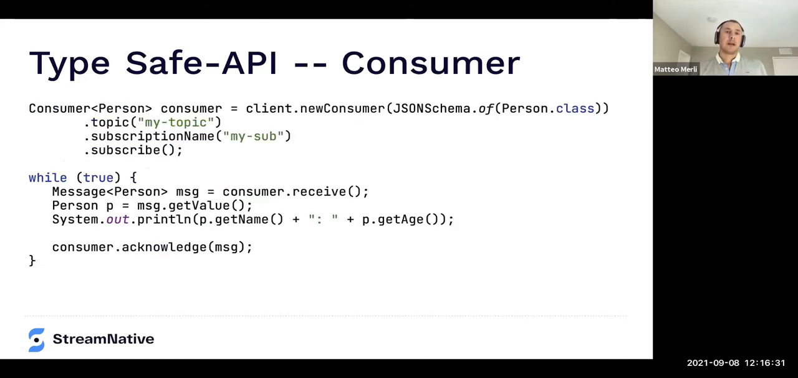On the consumer, it's very similar. You declare your consumer, specifying JSON format and my POJO class definition, and then I can receive messages of Person instead of messages of bytes. Then I can just get the value, and the value is my object instance.